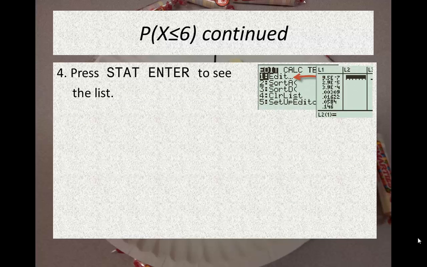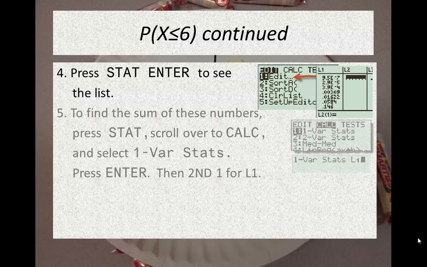You can see the values in L1 that were stored there by our command. The first value, 9.5 times 10 to the negative 7, is the probability that x is 0. The second is the probability that x is 1, etc., until the last, which is the probability that x is 6. Notice it's 0.146.